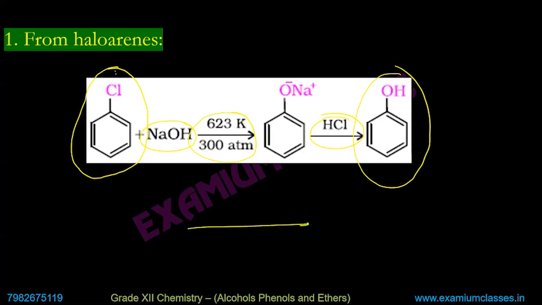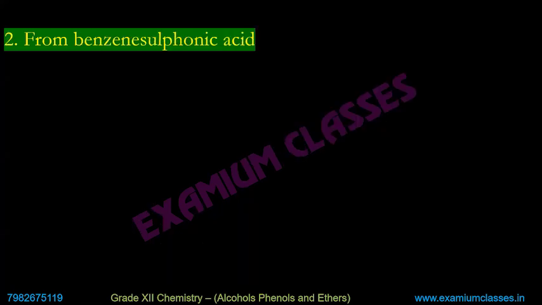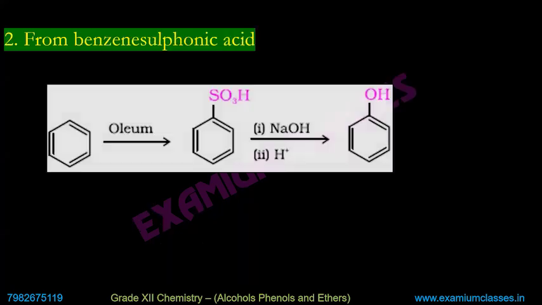Sometimes you will get the same reaction written as NaOH and here HCl, at 623 K and 300 atm. It is the same thing in one step. So in conversions, you will use it like this, from haloarenes to phenol.